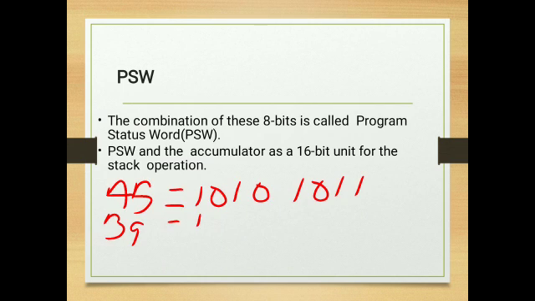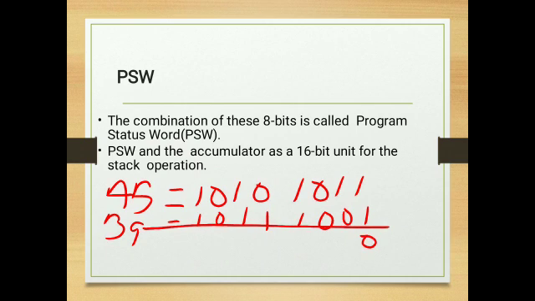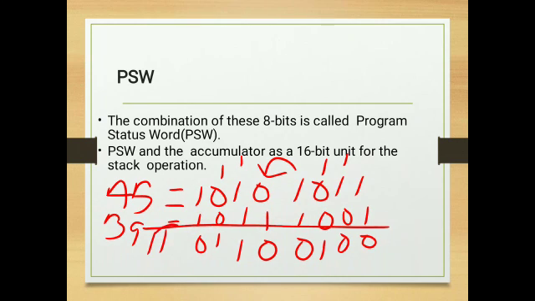B is 11011001 0 0 1. 1 plus 1 is 0, carry 1. 1, 0, 1, 1, 1, 1, 0, 0, 0, 0, carry 1 is 1. 1, 1, 0. 1, 1, 0, 1, 1, 0, carry 1 is 1, 1. 1, 1, 1, 0. That is carry.